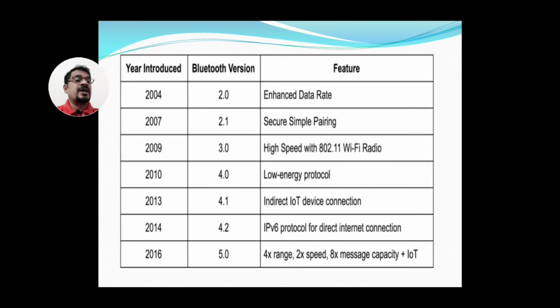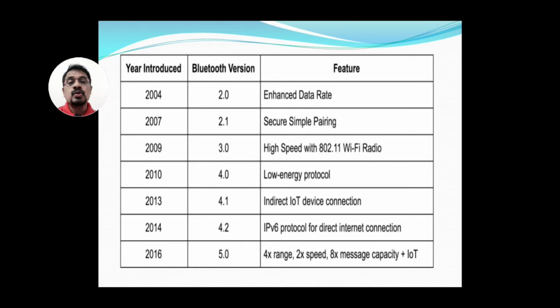That was 24 Mbps, but it was consuming huge energy. That is the reason that in the year 2010 they introduced Bluetooth version 4, a low energy protocol which consumes very little energy with the same 24 Mbps data rate. Then 4.1 in 2013 supported indirect IoT device connections, and 4.2 in 2014 supported IP version 4 to IP version 6 protocol for direct internet connections.